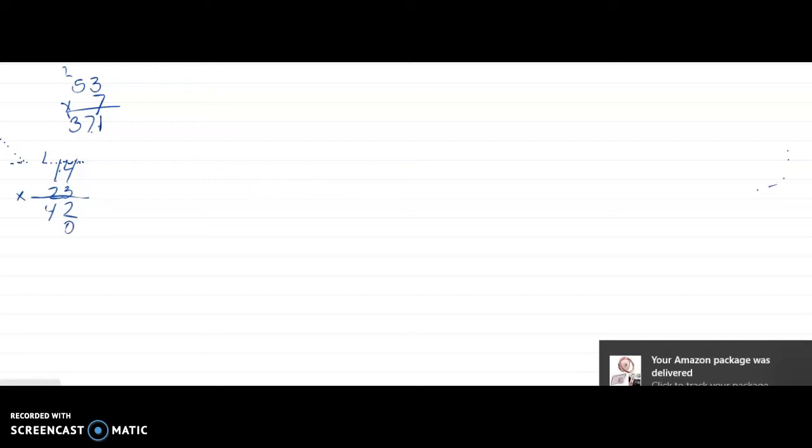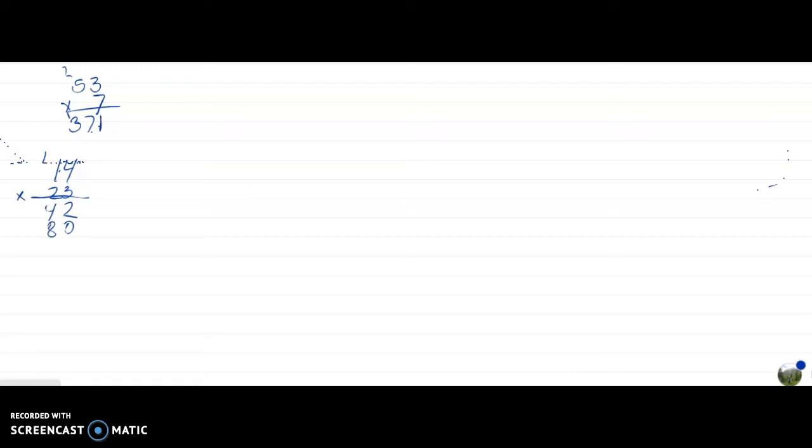So then we go 2 times 4 is 8. But think about it, since this number is 23, what I actually multiplied, and this number here is 4, in the ones place, and this is in the tens place. So I multiplied 20 by 4. So that's actually 80, and it shows up right here because I put that placeholder in. Now I'm going to multiply 2 times 1, it's 2.